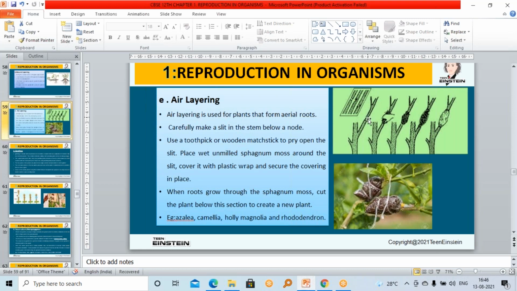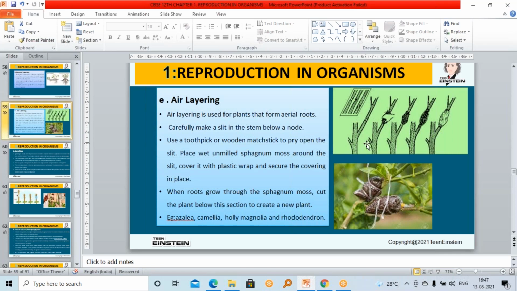And one important thing is there is a slight difference in the procedure for monocots and dicots. We are doing this air layering mainly in the case of higher plants, right? So in such cases, the procedure in monocots and dicots has a slight difference. Then after making a slit, next we are going to use a toothpick or wooden matchstick. With that we are going to open the slit.